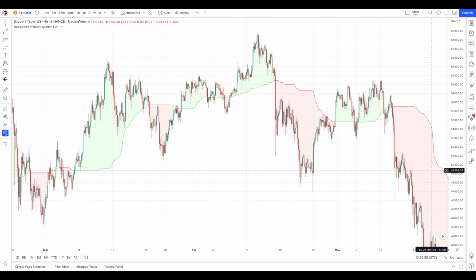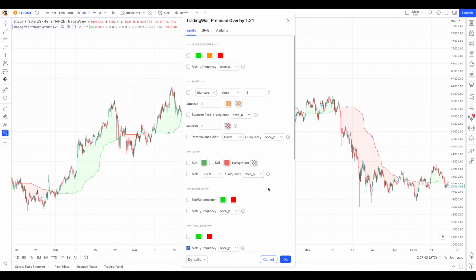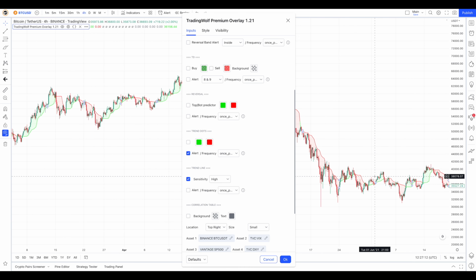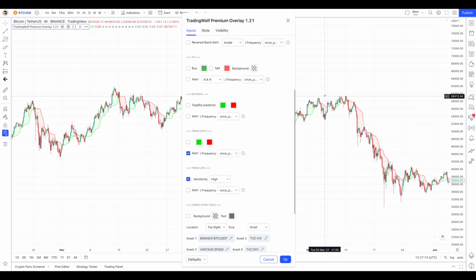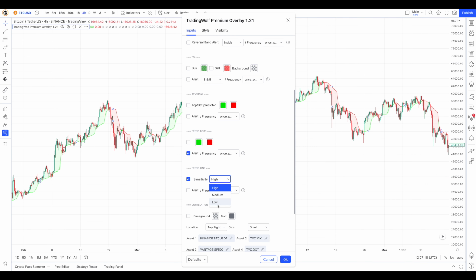So this one has 3 different settings on it: low, medium, and high. And these all change the sensitivity of them. So low is going to be the slowest, whereas high, the highest sensitivity, is going to be keeping up with the latest price action data. So you can see here that's much closer. Depending on what time frame and what sort of trading you like to do, you'll want to play about with this, but we quite like low.